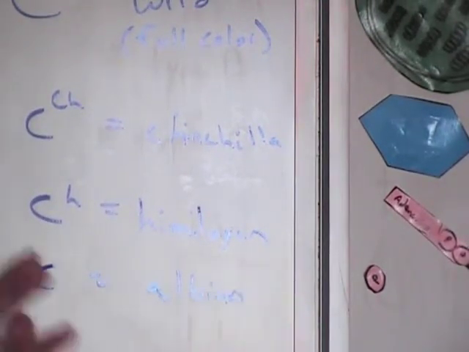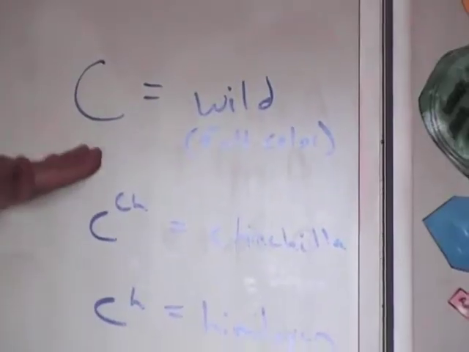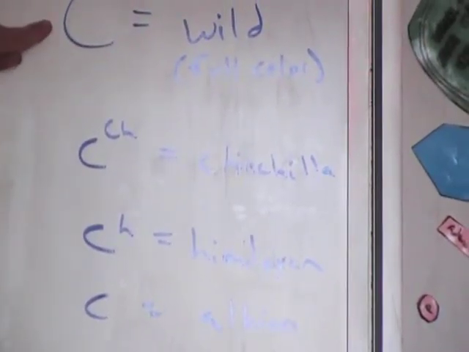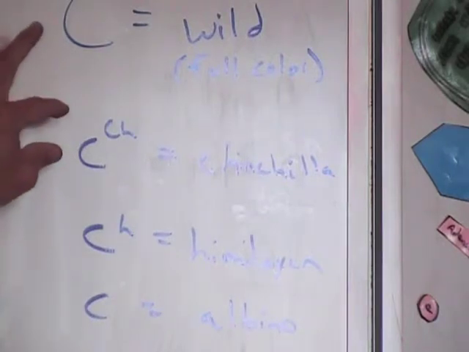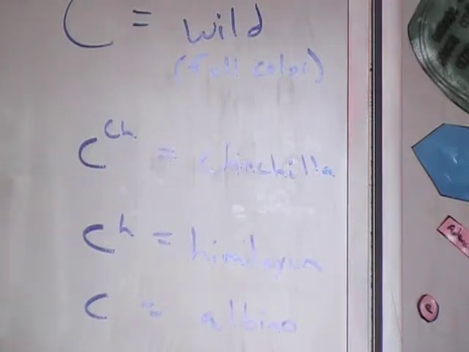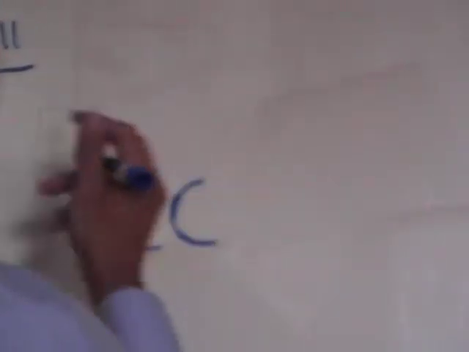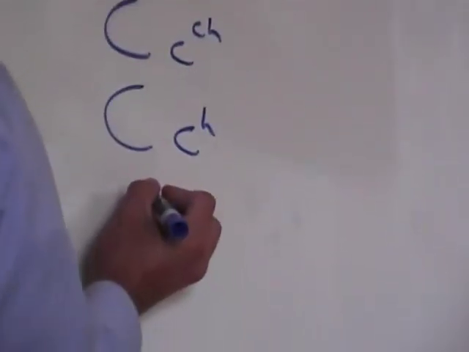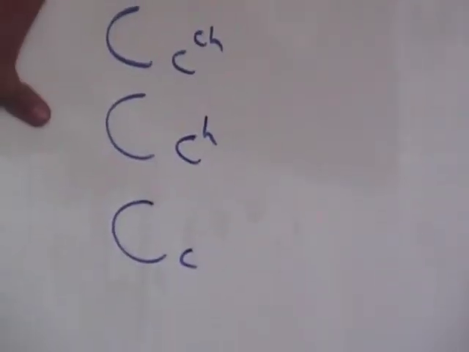And listen, there is an order of dominance here, where this dominates over all 3 below it, and this dominates over those 2, and this dominates over that one. So check this out. If you got a big C with anything else, you're going to be wild type. You're going to be full color, like the rabbit on the top right of page 304. These are black rabbits.